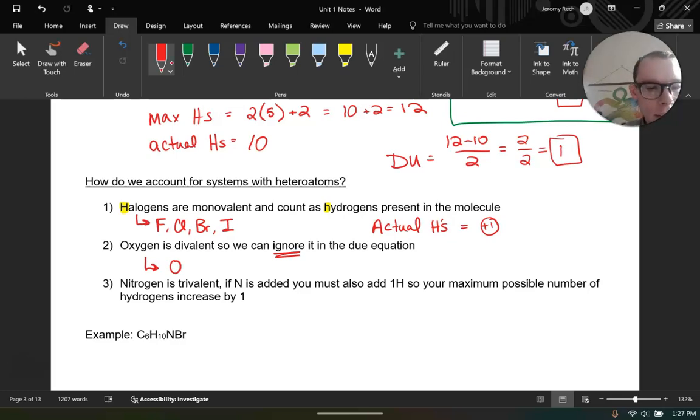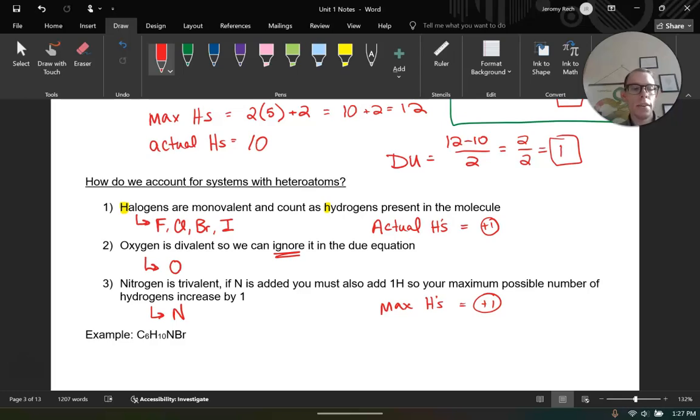The last one is going to be our nitrogens. Nitrogens are going to be trivalent, meaning they want to form 3 bonds and have 1 lone pair. So compared to a carbon, they can actually accommodate an extra hydrogen. So anytime you have a nitrogen, you'll take the number of max hydrogens that you have and then add 1 for every single nitrogen that you have.